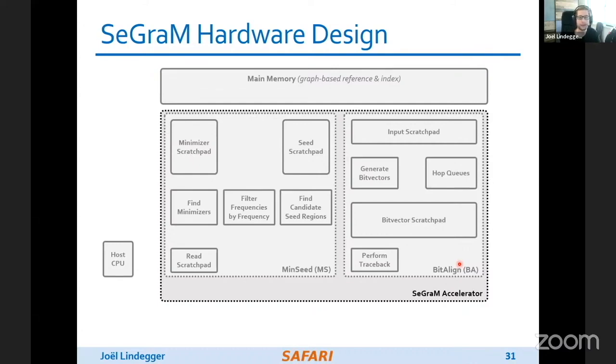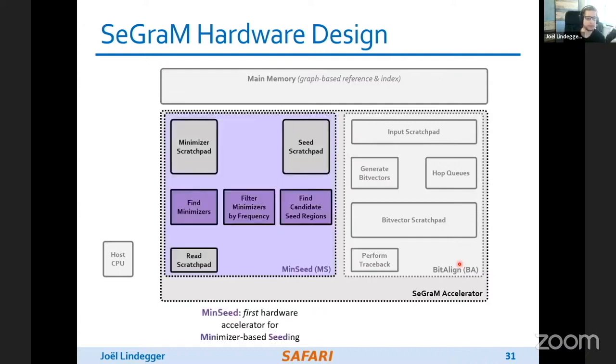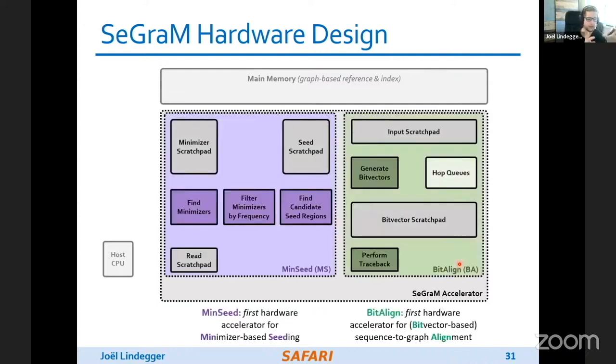But maybe I can give you an insight into how you would come up with this accelerator if you had to do it. So we have 2 components here, MinSeed and BitAlign. So this is essentially the seeding accelerator and the alignment accelerator. And then we have those attached to some main memory, because we need to access the reference graph all the time and some indexes all the time. And then we have a host CPU from where we would get input reads.